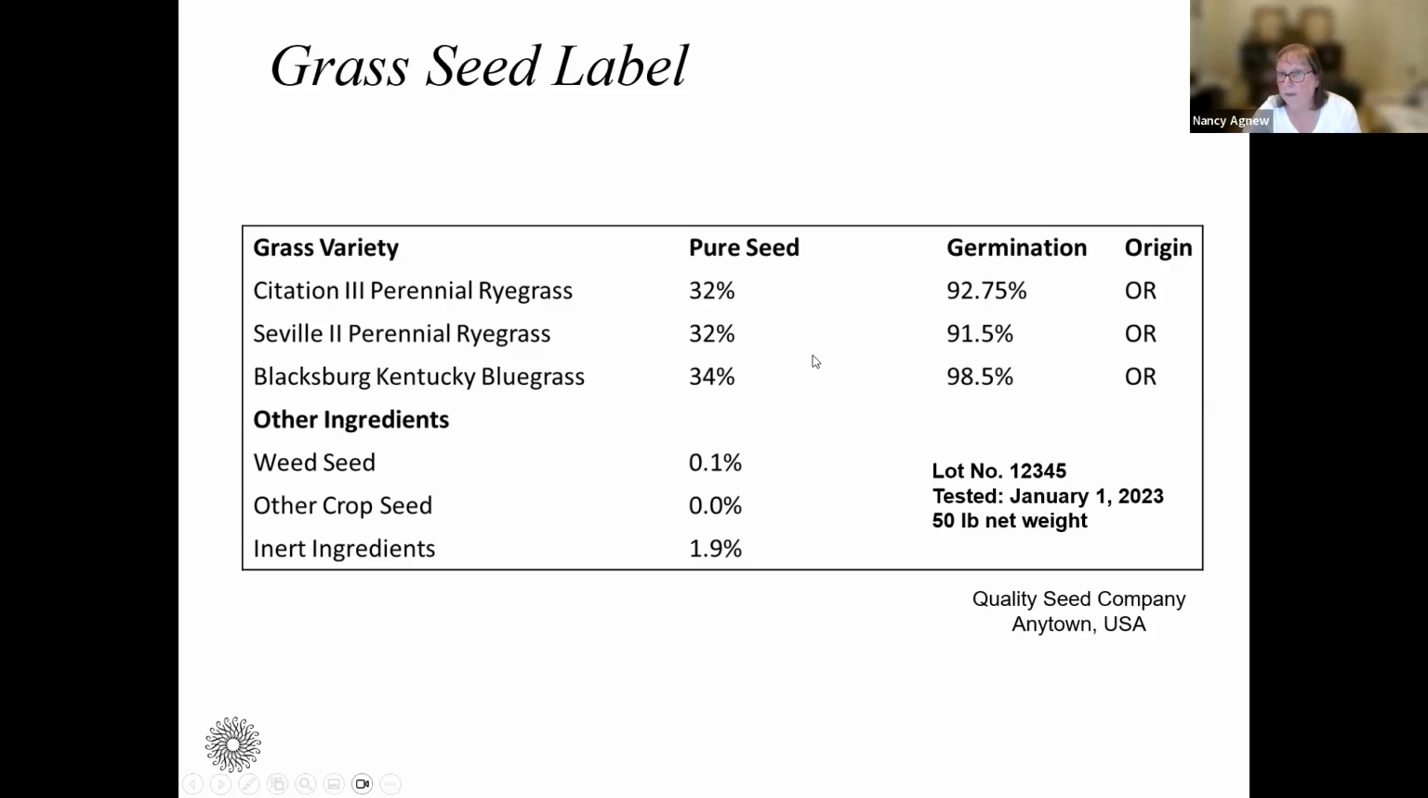The other information that's required to be on a seed label is a test for germination. Not every seed will germinate. Out of 100 seeds of Citation, only 92 3/4 seeds are going to germinate, and so on. So you can see there are different germination percentages for each of these different varieties of grass. But when we're calculating how much grass seed to apply, we're calculating it based on the seed that will germinate.